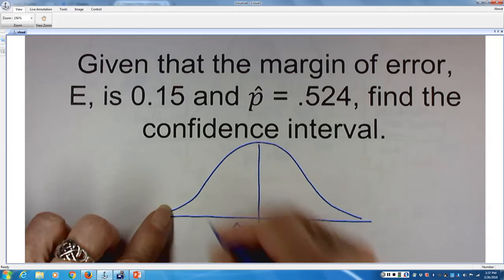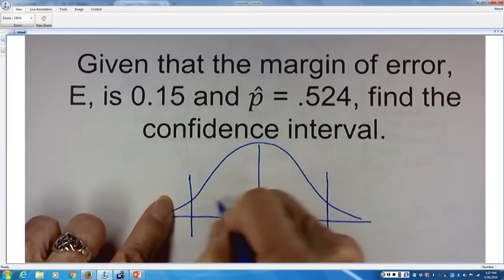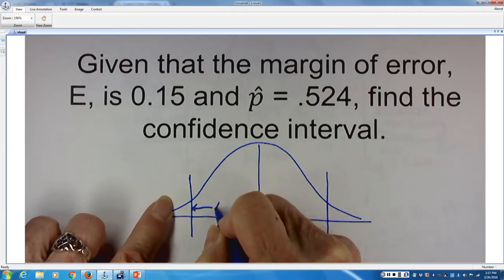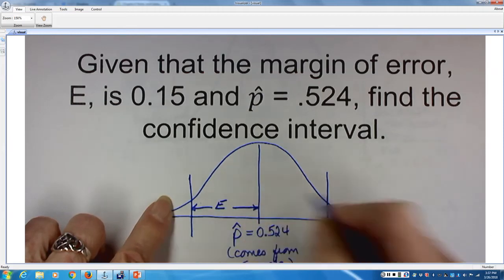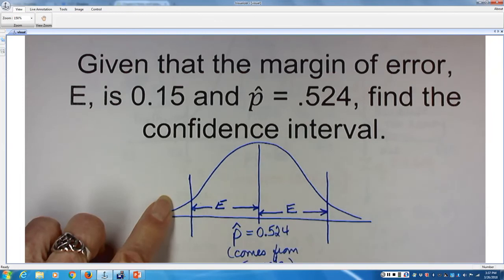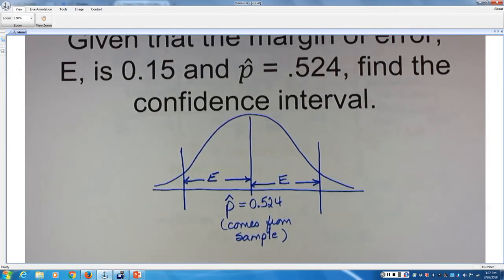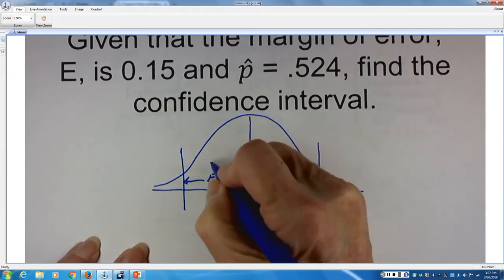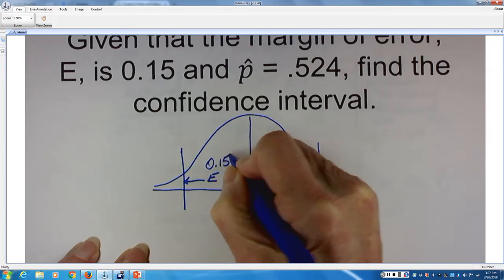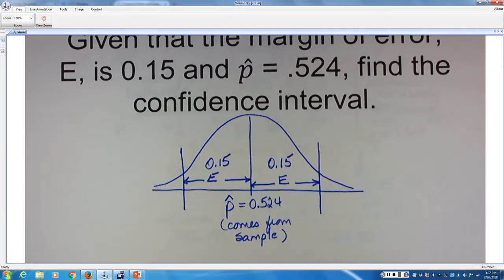Your margin of error is this distance right here. That's what's called the margin of error. And we know the amount of E is 0.15. Okay?